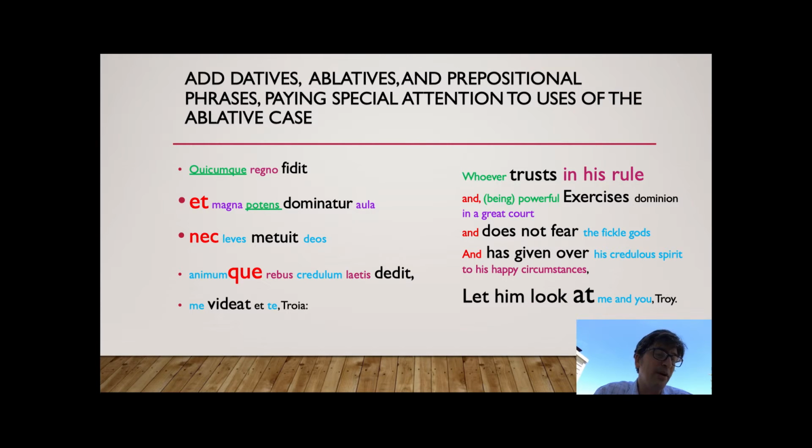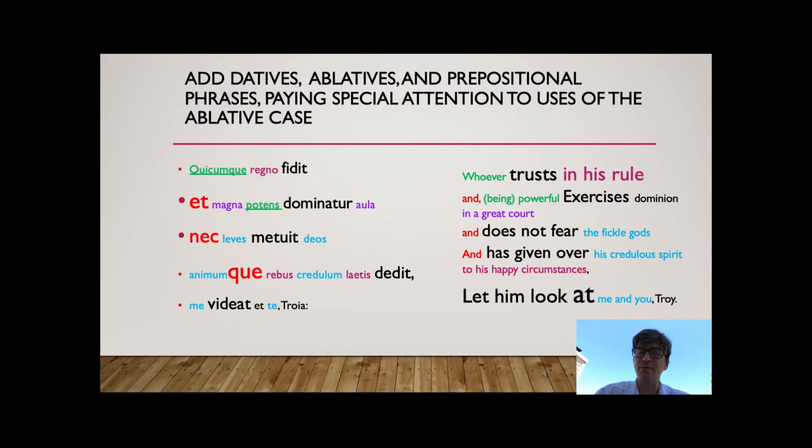Is it place where? Is it ablative of means or instrument? Is it ablative of time when? Is it ablative of separation? And we have to find out which one works. So we can now go back and add those to the sentence, keeping in mind these basic ideas about how you translate the cases. So for our first chunk, we have whoever trusts, and now we have this dative with the verb of trusting. Whoever trusts in his rule.